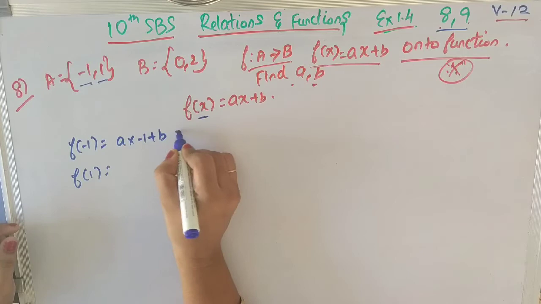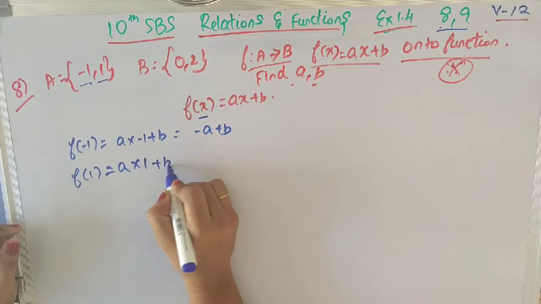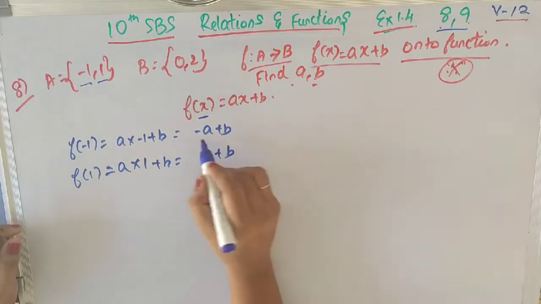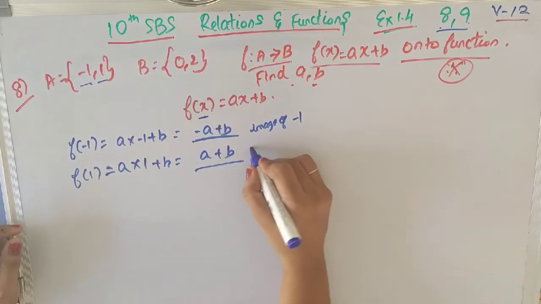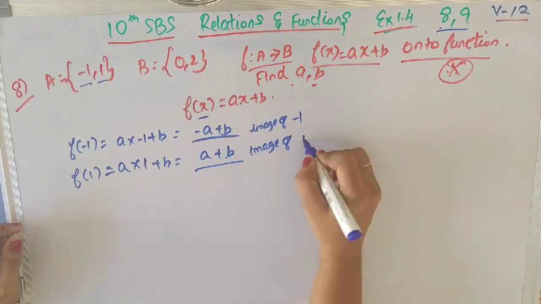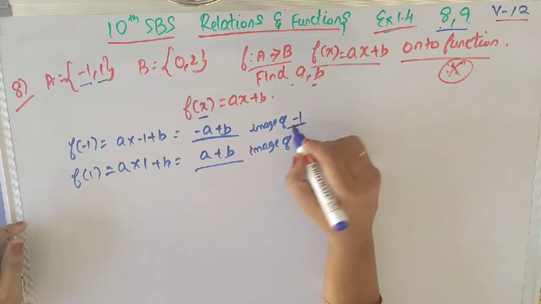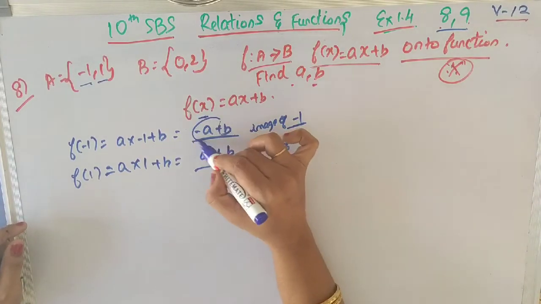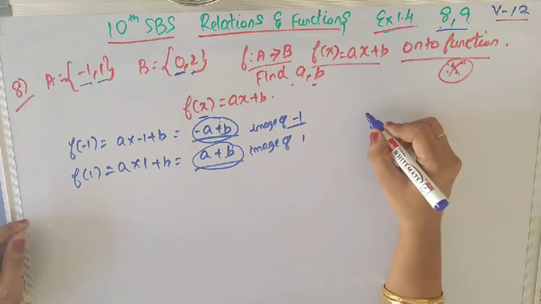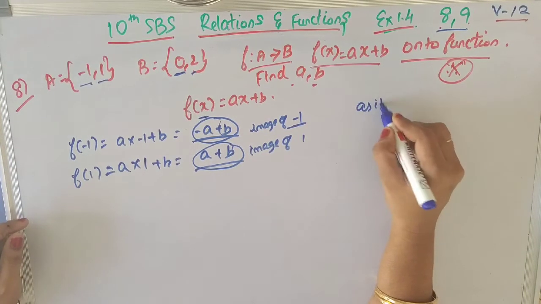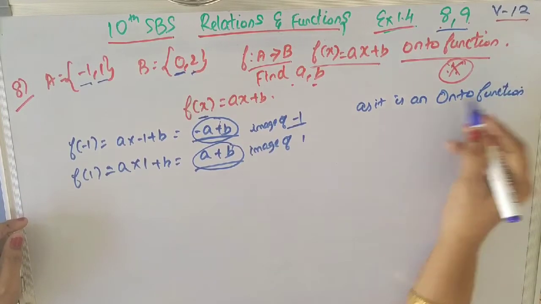What is f of -1? ax plus b, that is a into -1 plus b, that is minus a plus b. f of 1 is equal to a into 1 plus b, that is a plus b. Here minus a plus b is the image of -1. a plus b is the image of 1, isn't it? But here it is given that it is an onto function. So we already know that the image of -1 is 0 and the image of 1 is 2. We are considering this because it is clearly given in the question that this function is an onto function.